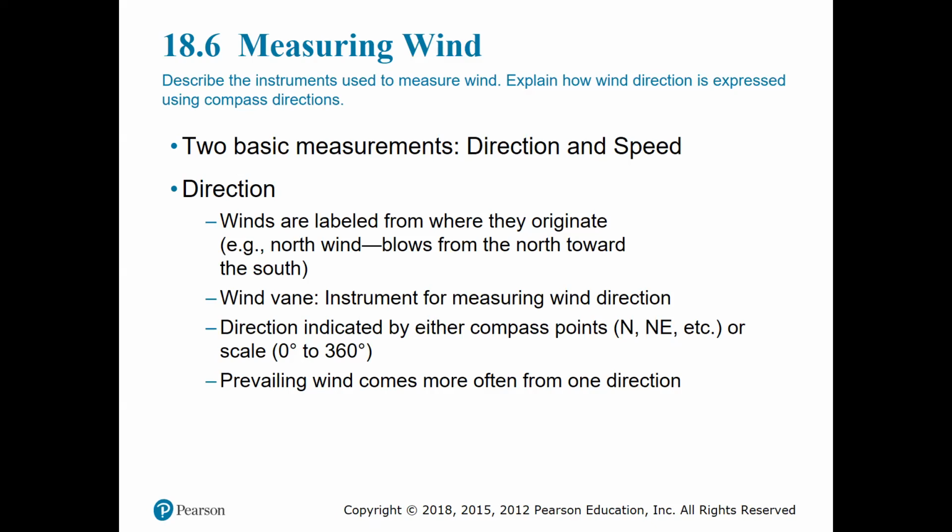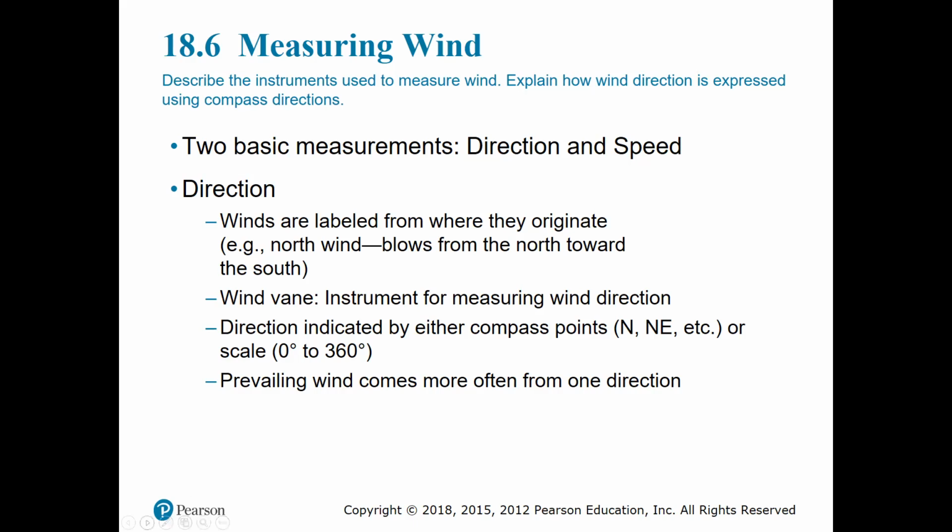Winds are always labeled by the direction from which they blow or from where they originate. So if we say something is a north wind, that means it's blowing from the north to the south. The most common instrument used to determine wind direction is the wind vane, and it points into the wind. So if it's pointing south, then we know that would be a north wind.